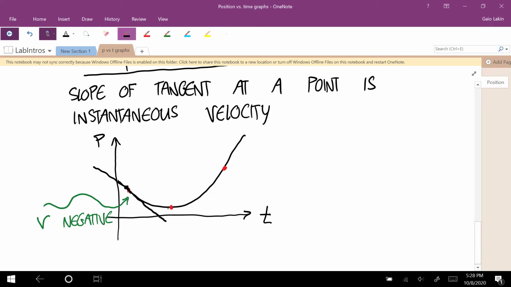At the second point, draw the two nearby points, draw the line through it. And if I drew it right, that's a horizontal line. So the velocity is zero. So the object is at rest at that point.